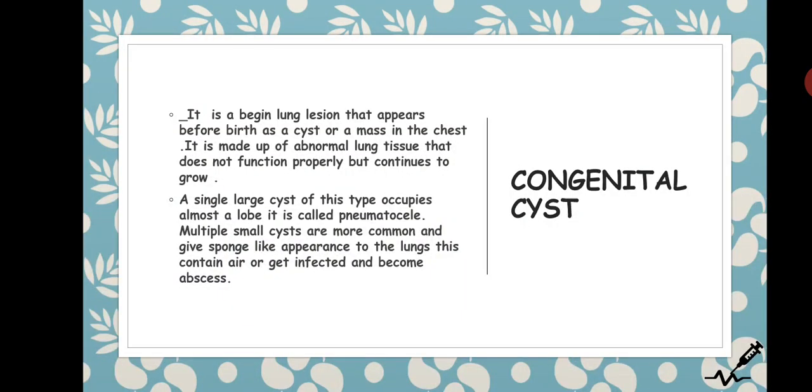So now, what is a congenital cyst? It is a benign lung lesion that appears before birth as a cyst or a mass in the chest. It is made up of abnormal lung tissue that does not function properly but continues to grow. A single large cyst of this type occupying almost a lobe is called a pneumatocele. Sometimes multiple small cysts are more common and give a sponge-like appearance to the lungs. This may contain air or may get infected and become an abscess.